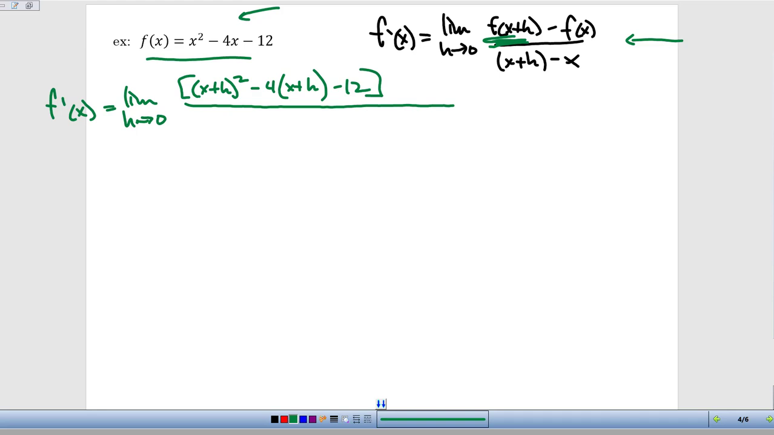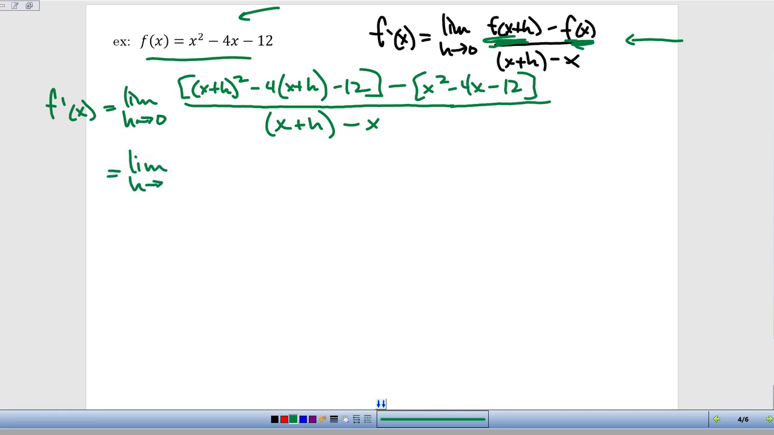I've just plugged in x plus h into my function. And then I'm supposed to subtract f of x. So I'm going to subtract just the original function as it's written there, x squared minus 4x minus 12. So that is my numerator. My denominator, same as it ever was. Difference between the x coordinates of my 2 points, so x plus h minus x. So now I just have a whole lot of housekeeping that I've got to do up in the numerator. So I've got my limit. Again, you have to write this every single time because it's part of the expression.